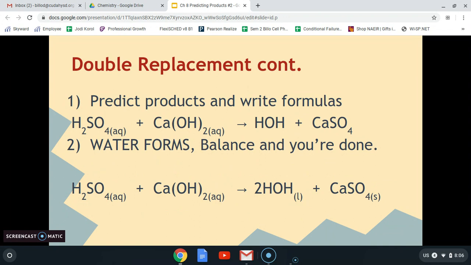The last one, sulfuric acid and calcium hydroxide. If I swap the calcium plus 2 with hydrogen plus 1, I form calcium sulfate, but notice how I wrote water, HOH. That just makes it easier to balance, but that is water. I don't have to check a solubility chart at this point. I can if I want to for the other product, but I don't need to. Because water forms, this reaction happens. So all you've got to do is balance and you're done.